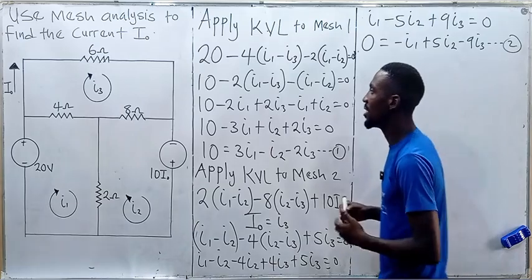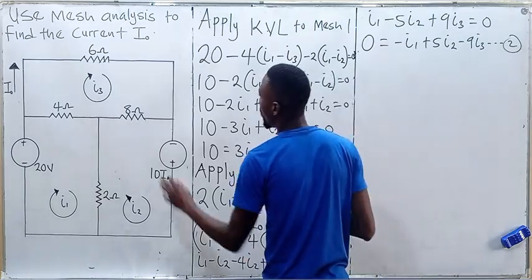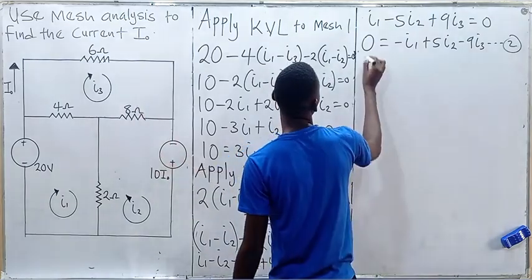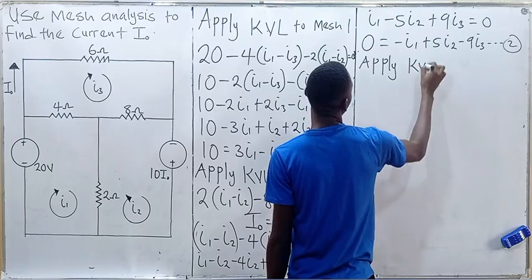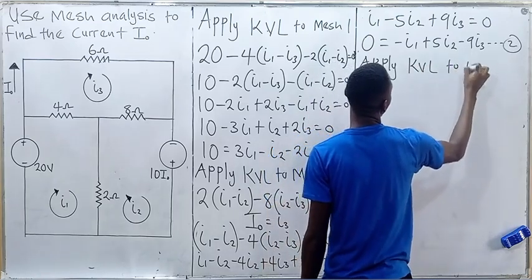All right. So the next thing is to apply the Kirchhoff Voltage Law to mesh 3. So apply the KVL to mesh 3.